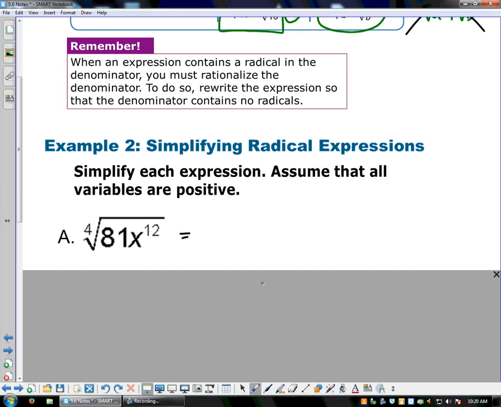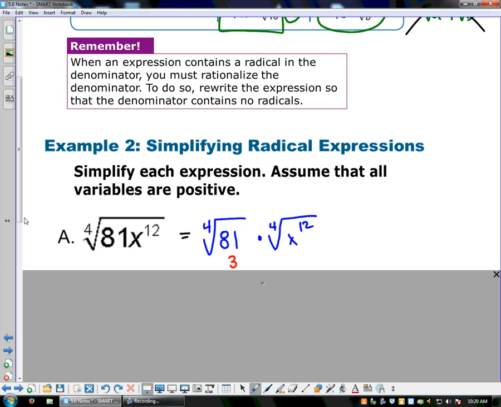So for this problem right here, we're going to split this up, because that's using our property that we just talked about. We can split this up into 4th root of 81 times 4th root of x to the 12th. Well, what is 4th root of 81? Check your list of powers. Is 81 a perfect fourth? Yes, it is. And it is the third number down in that list. So the 4th root of 81 is equal to 3.